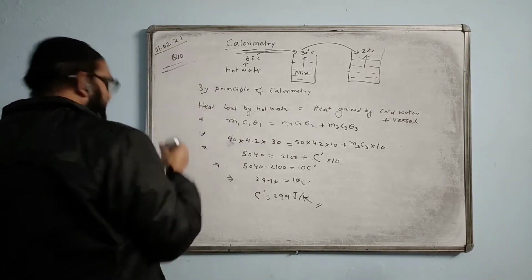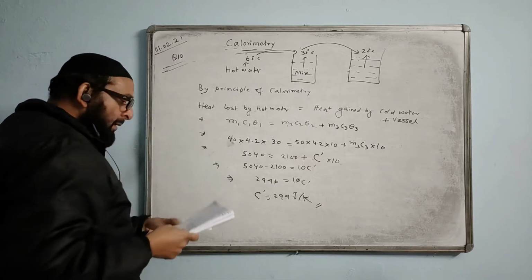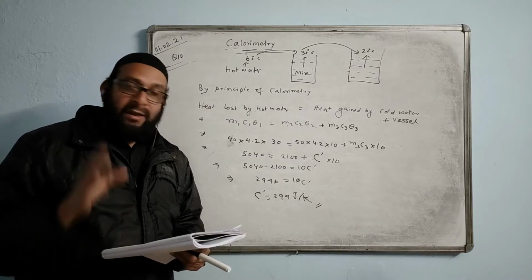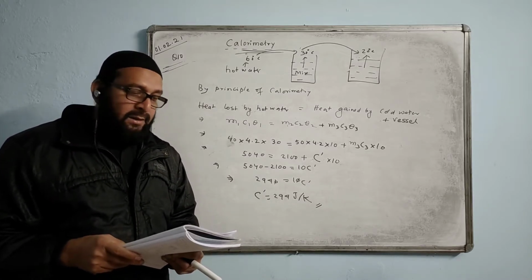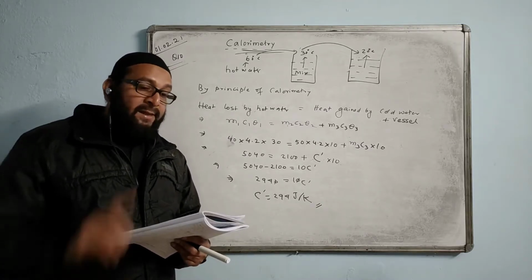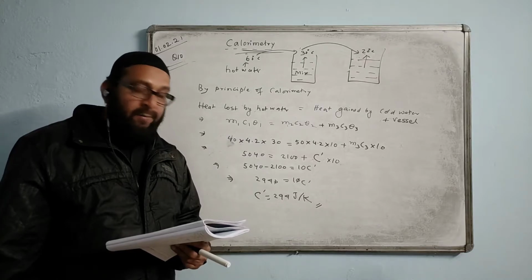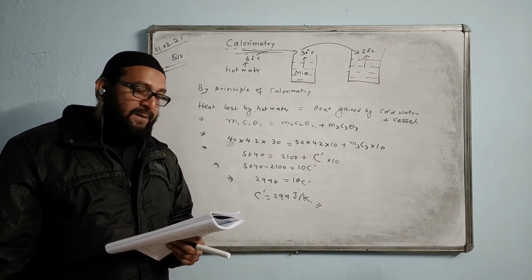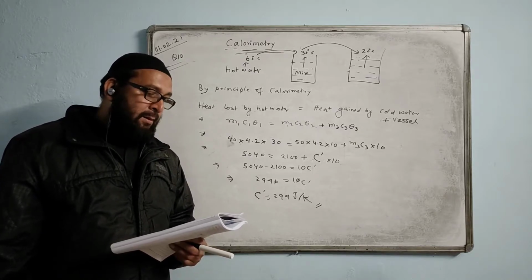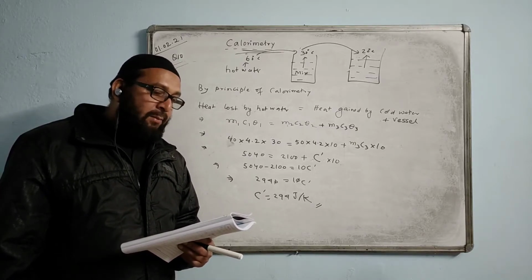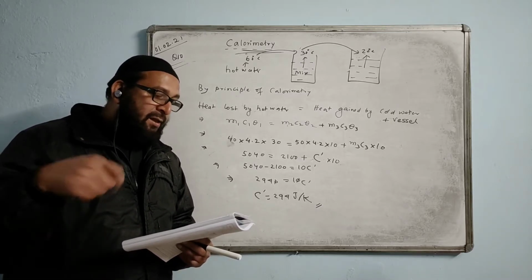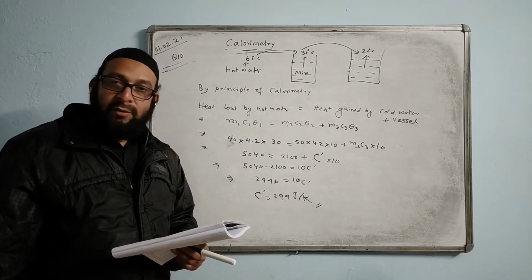Question number 10. Now I read the question. A metal piece of mass 20 gram is heated to a constant temperature of 100 degrees Celsius. Then it is added to a calorimeter of mass 50 gram and specific capacity 0.42 joule per gram per Kelvin, containing 50 gram of water at 20 degrees Celsius. After stirring the water, the highest temperature recorded is 22 degrees Celsius.